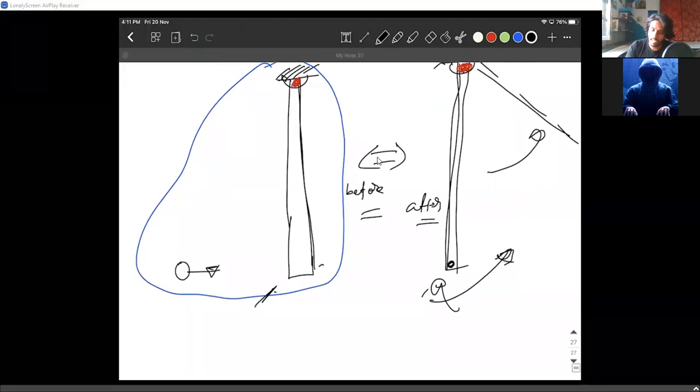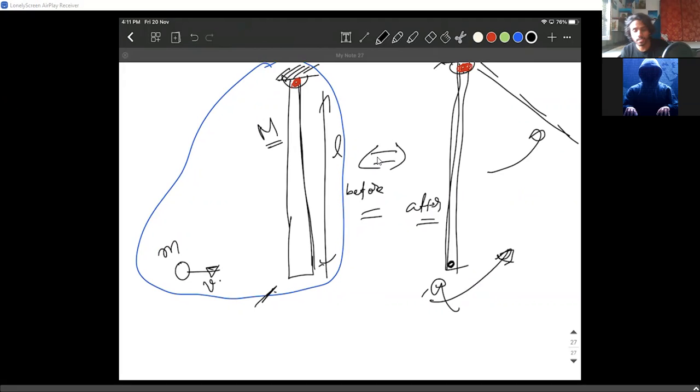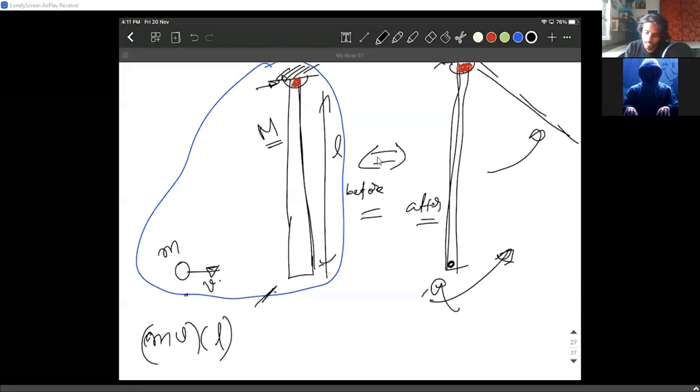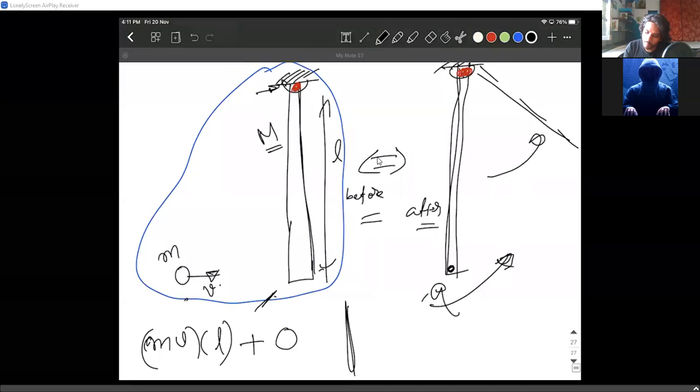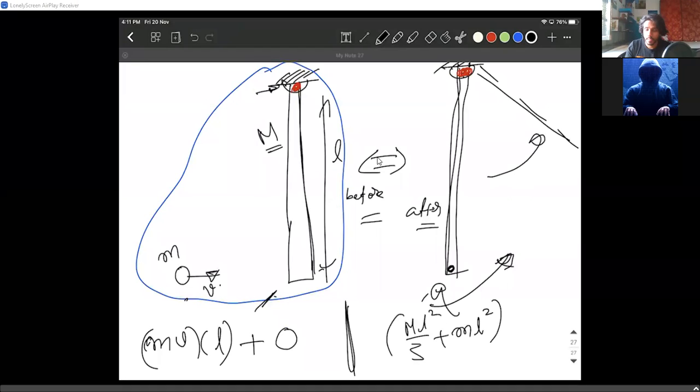So let us write that. Let us take the big rod's mass as m, length as l. The small particle of mass m came in with a velocity v. What is the initial angular momentum of the system? About this red point, it is mv into perpendicular distance l, plus the rod has no angular momentum initially, so there is none. Final angular momentum: I will write the moment of inertia of the rod, ml square by 3, plus for the particle it is basically ml square, into omega.